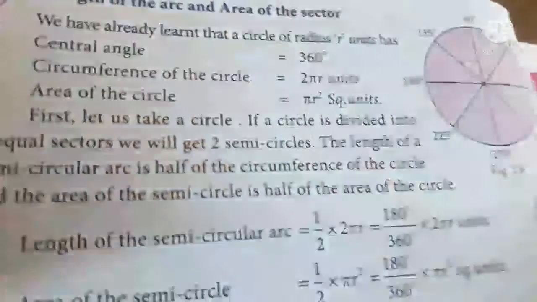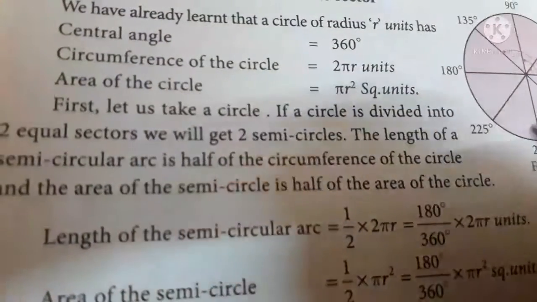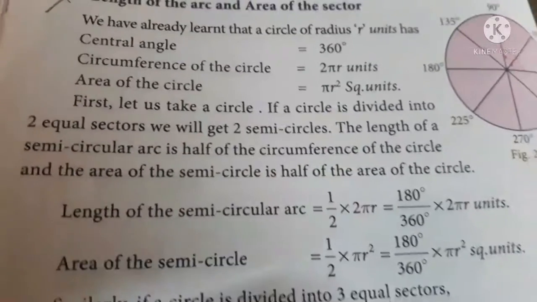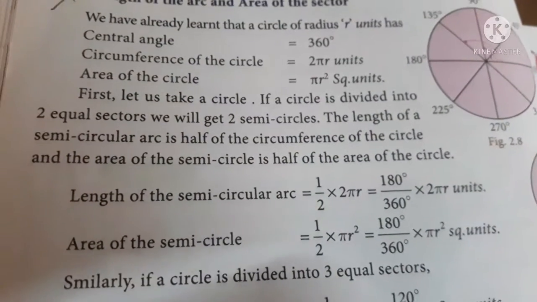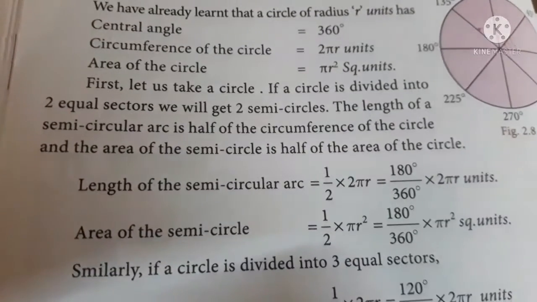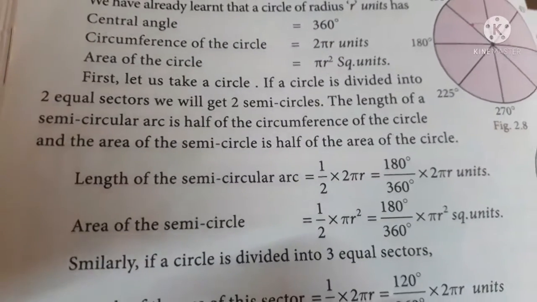The central angle of the whole circle is nothing but 360. Circumference of the circle is 2 pi r units, you already know. Area of the circle is pi r square units, right? So first let us take a circle. If a circle is divided into 2 equal sectors, we will get 2 semicircles. The length of the semicircle arc is half the circumference of the circle.